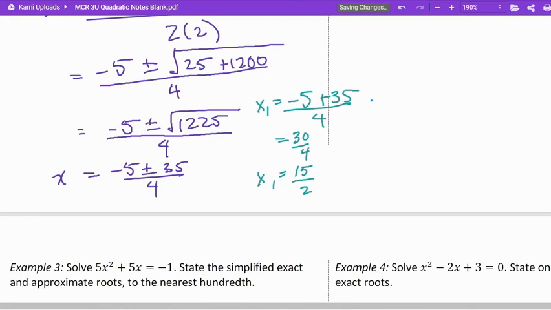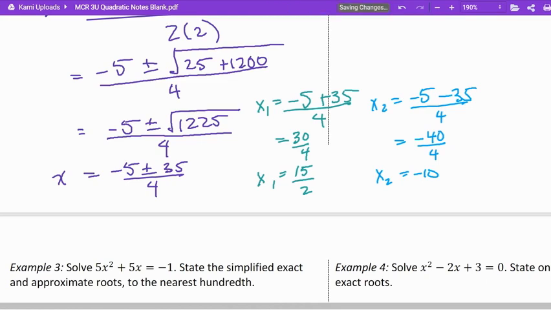Okay, x2. Negative 5. Now we did the plus, so we write minus 35 over 4. Negative 5, negative 35. Well, that's negative 40 over 4, and that equals negative 10. So x2 in this case is negative 10. Could we graph that if this was a 0? Yeah, right? Two real numbers.